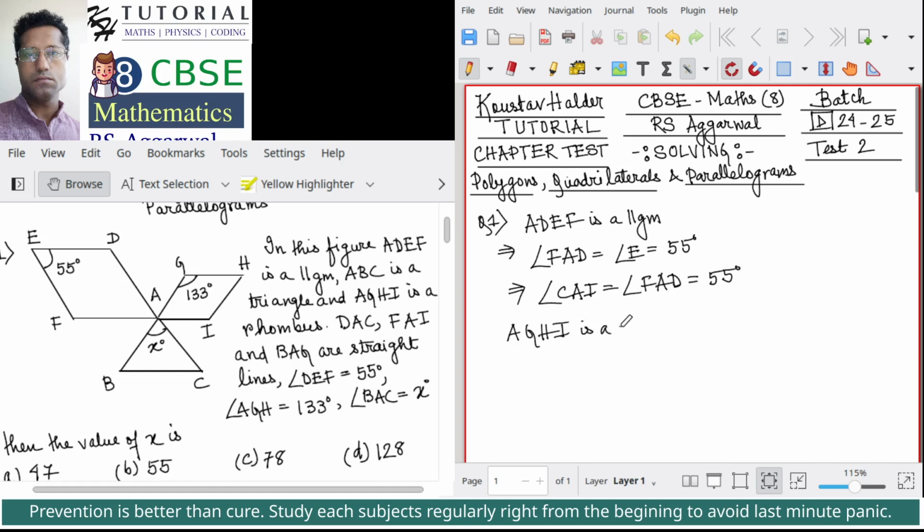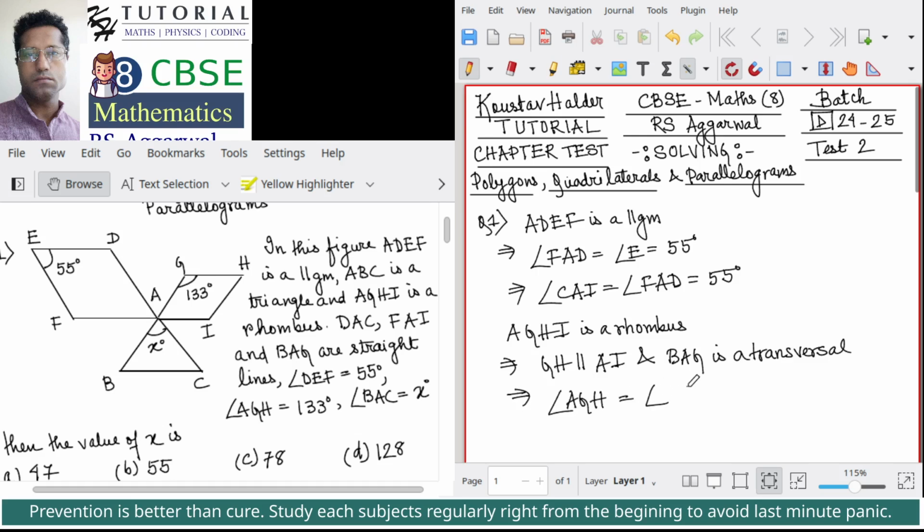Also, AGHI is a rhombus. So definitely this rhombus is a parallelogram. So we must have GH parallel to AI, and BAG is a transversal, so we will have corresponding angles equal. So angle AGH will be equal to angle BAI. They are corresponding angles.